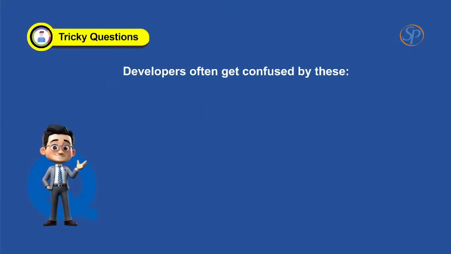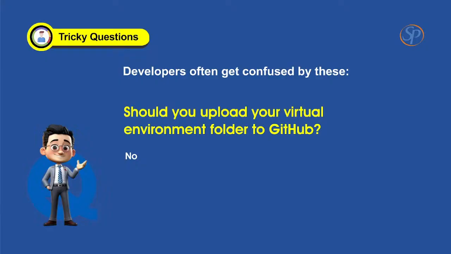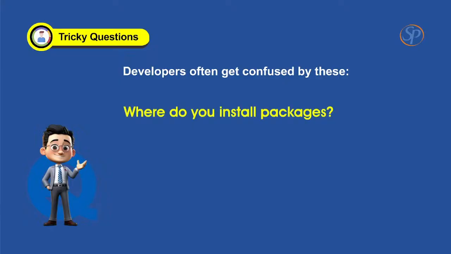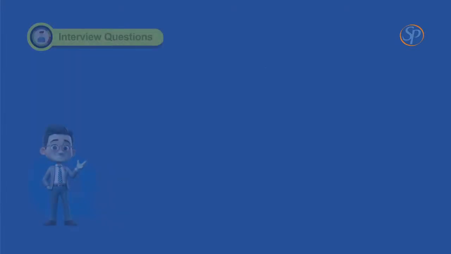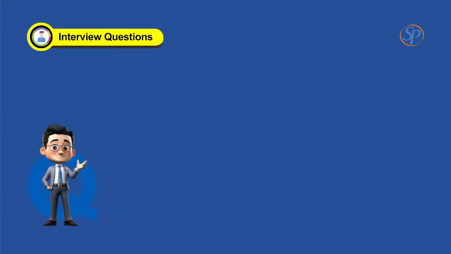We'll see a few tricky questions. Developers often get confused with these. Should you upload your virtual environment folder to Git? No. Where do you install packages? Inside an activated environment. How do you save all these package versions? pip freeze > requirements.txt.